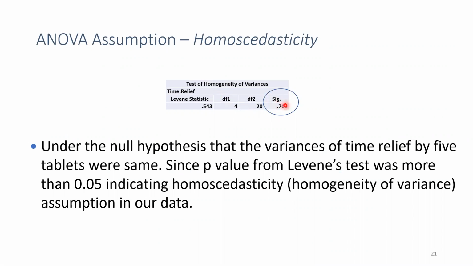Here we are actually working with the null hypothesis that the variances are the same in all groups. This Sig is more than 0.05, it is 0.706. That means that the variance of the time relief hours within each group is equal.